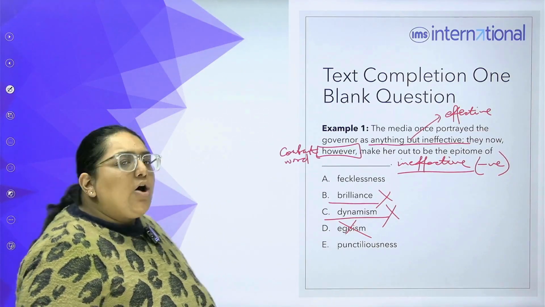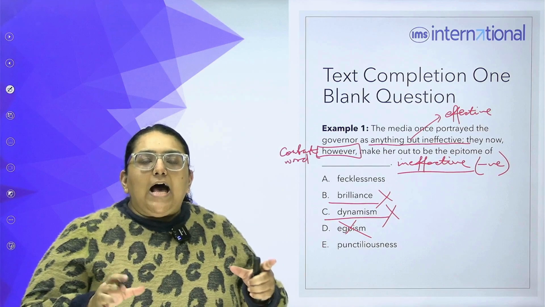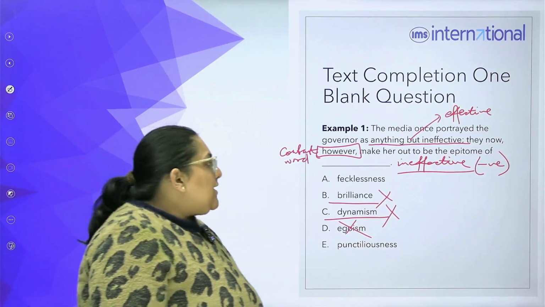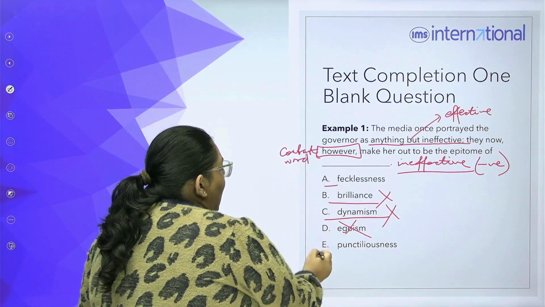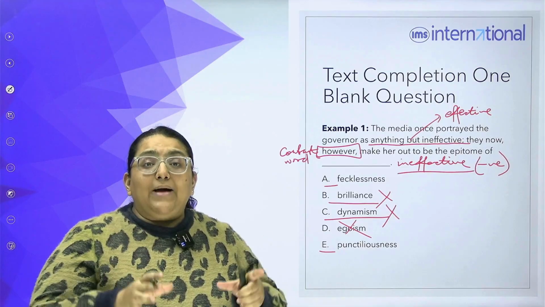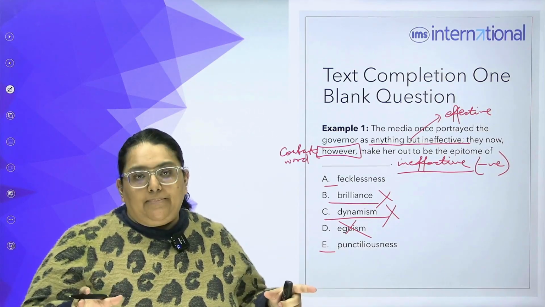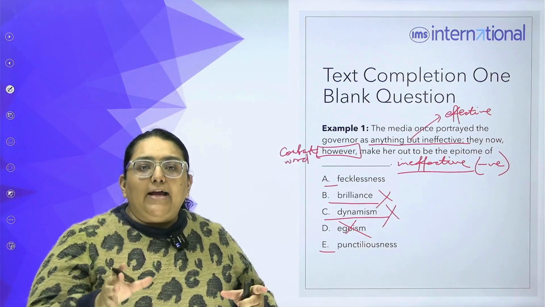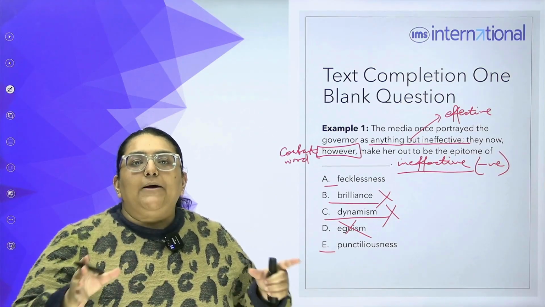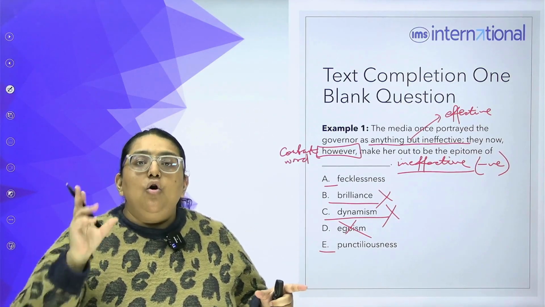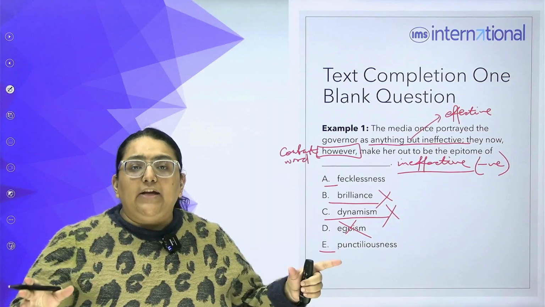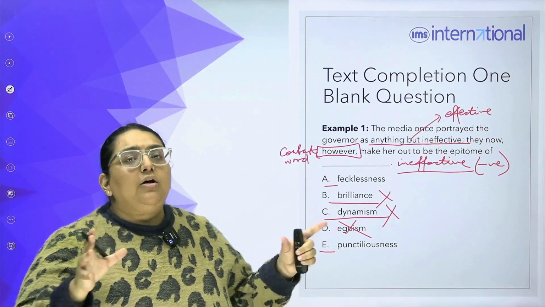Now these were the easier options to eliminate because these words are comparatively simpler, or we know the meanings of these words. The two tricky words that we have here are fecklessness and punctiliousness. These might be words which some of you are seeing for the first time. So not to worry, that is why I always say that vocabulary is very important when it comes to preparing for the GRE exam. So watch our vocab series, in which I upload videos every week that will help you in building your vocabulary.